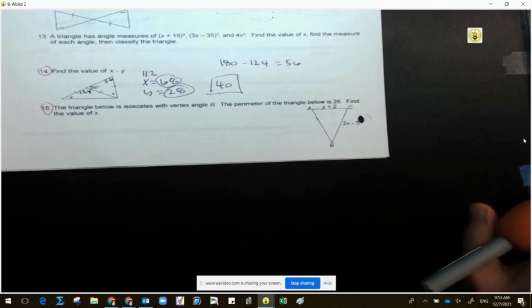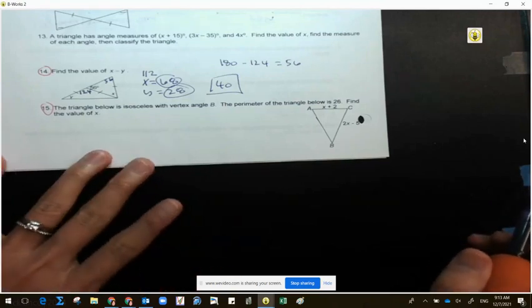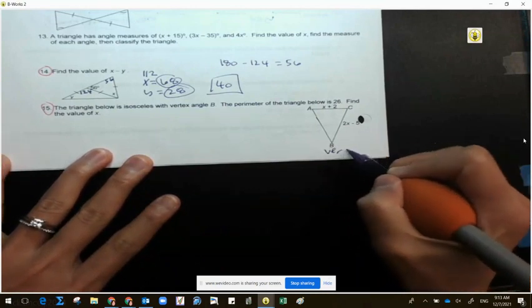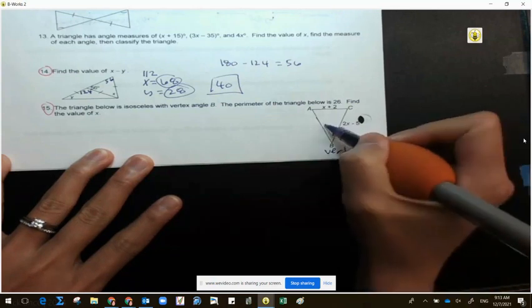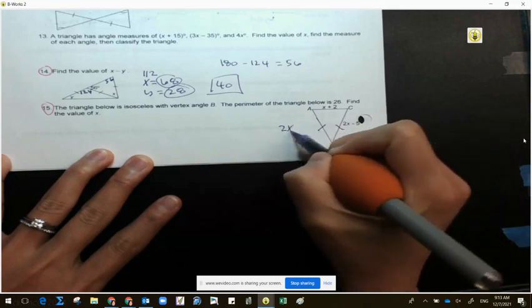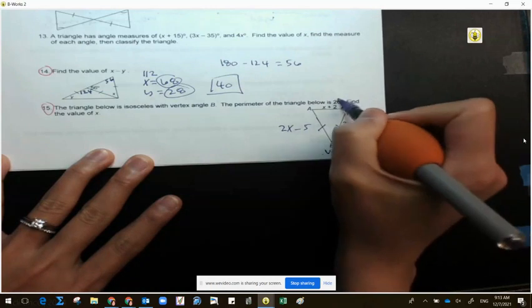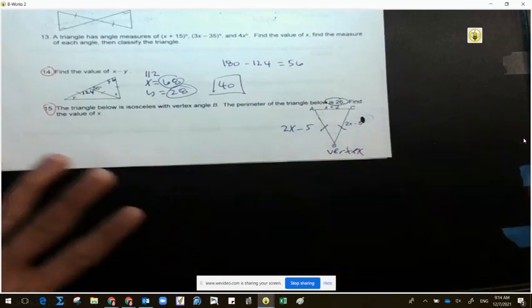Parker, let's read 15. The triangle below is isosceles with a vertex at B. The perimeter of the triangle below is 26. Find the value of x. All right, so if I know my vertex is B, what 2 sides must be congruent then? AB and BC. So I can mimic whatever's on BC over at 2x minus 5. And then I know our perimeter has to be 26. So what can I do with the expressions around it?